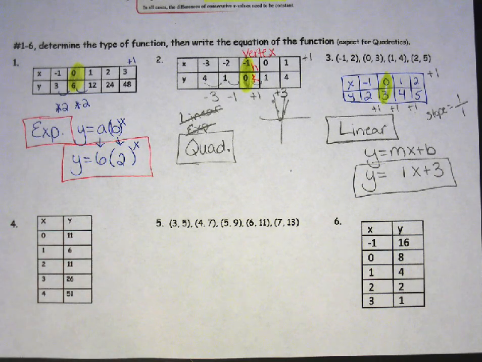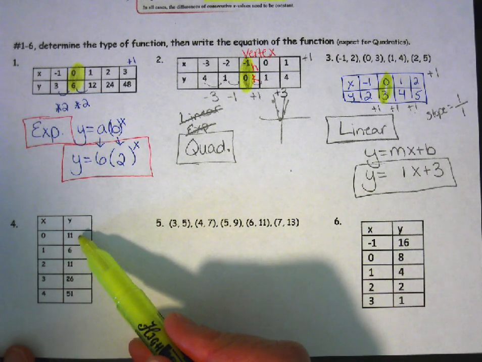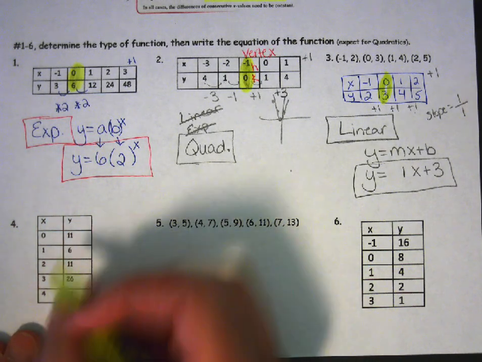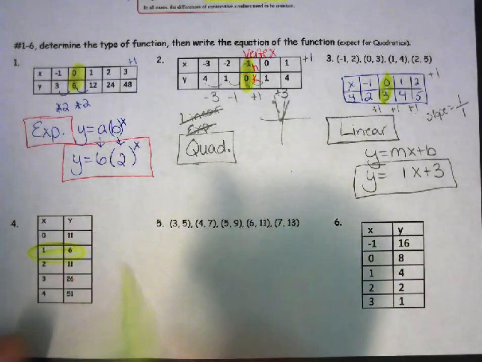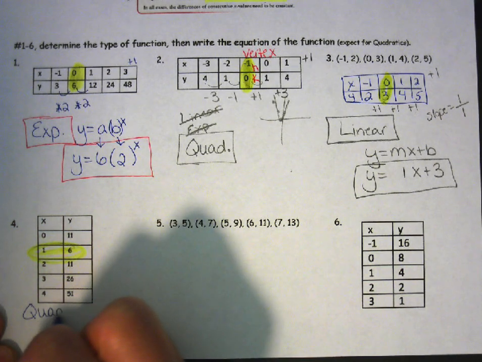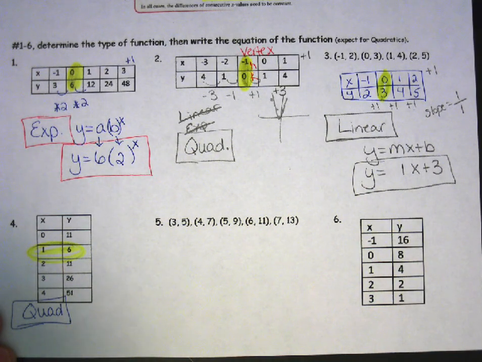All right, I hope you paused the video and tried it. Now number 4, I want you to notice you go from 11 down, back up again. So this is going to be your turning point, which means this is quadratic. And so if it's quadratic, remember, you don't need to write the equation right now.